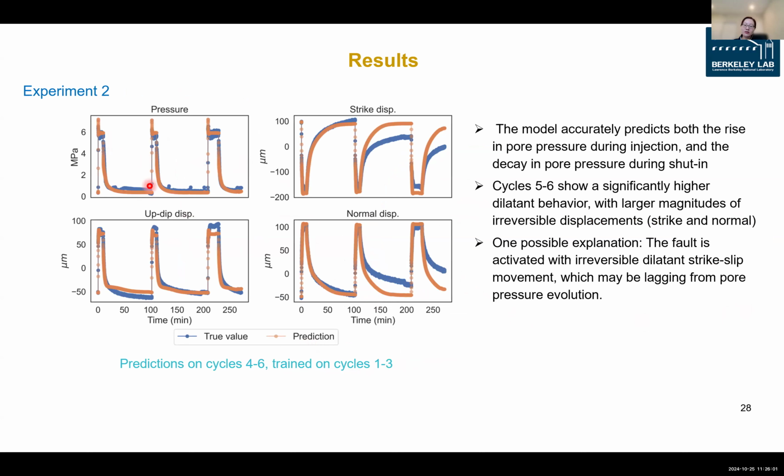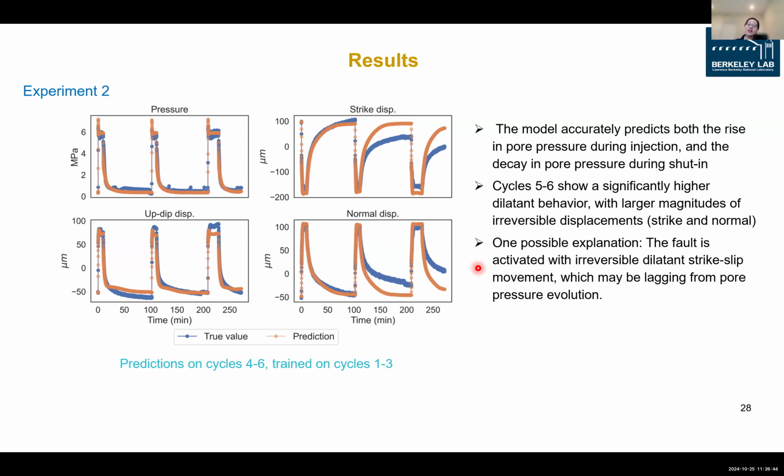We see that the model accurately predicts both the rise in pore pressure during injection and also the decay in the pore pressure during shut-in. But if we look at the displacements, it's not really satisfactory. Especially cycles 5 and 6 show a significantly higher dilatant behavior with larger magnitudes of irreversible displacements. One possible explanation, from a mathematical or statistical perspective, is maybe the fault is undergoing some kind of irreversible movement, which may be lagging behind the pore pressure evolution.